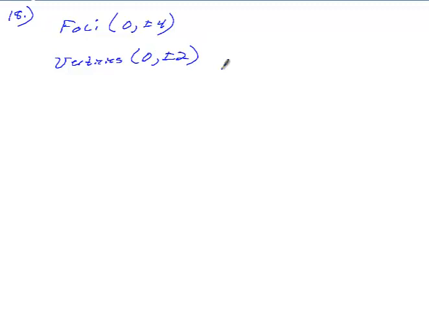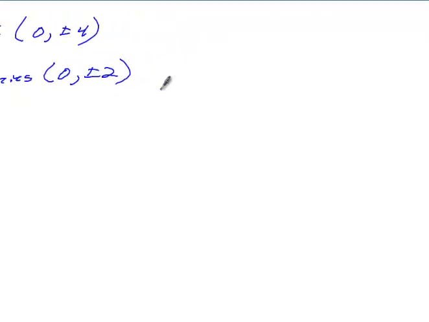Number 18. What does number 18 say? Foci 0, plus or minus 4. Okay. And then does it give you anything else, right? It just says find the equation, right?